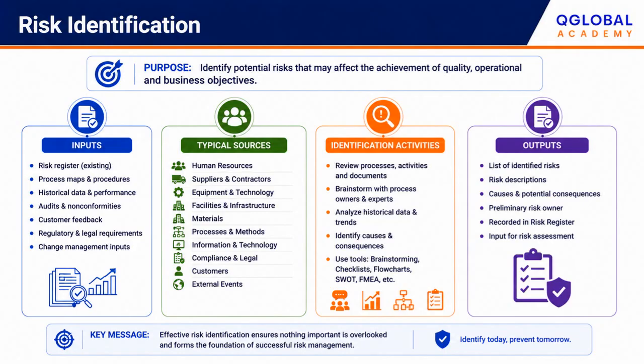Several activities help identify risks effectively. These include reviewing processes and documents, brainstorming with subject matter experts, analyzing historical trends, identifying possible causes and consequences, and using tools such as checklists, flowcharts, SWOT analysis, and failure mode and effects analysis, or FMEA. The final outputs include a documented list of risks, clear risk descriptions, possible causes and consequences, assigned risk owners, and entries in the risk register. Remember, effective risk identification ensures that important risks are not overlooked and provides the foundation for successful risk management.